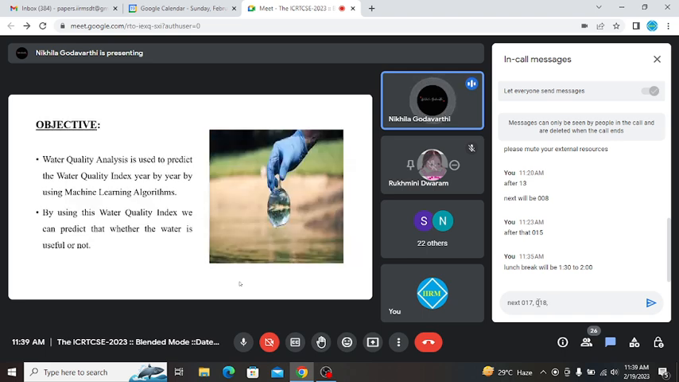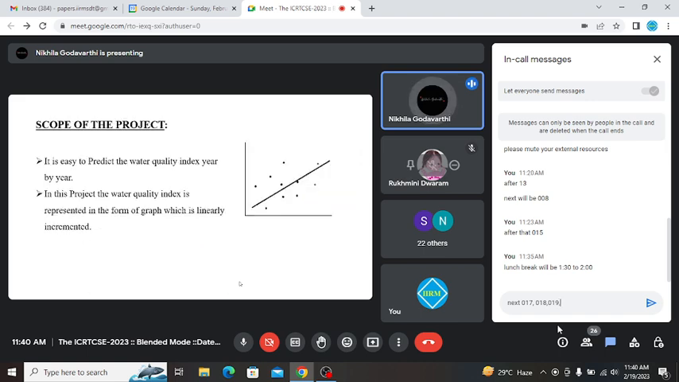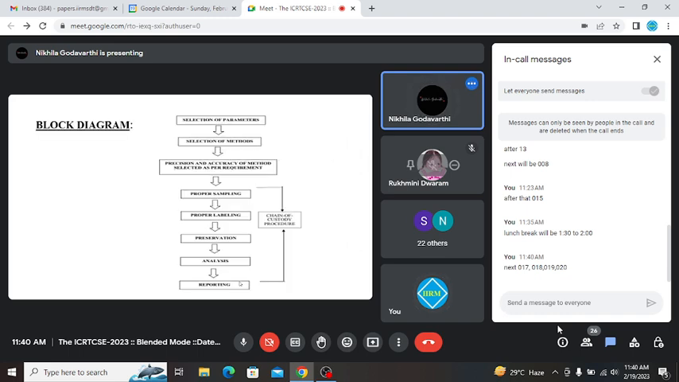Next, the objective of this project is that water quality analysis is used to predict the water quality index year by year by using machine learning algorithms. By using this water quality index, we can predict whether the water is useful or not. And next, the scope of the project. It is easy to predict the water quality index year by year. In this project, the water quality index is represented in the form of a graph, which is linearly incremented.